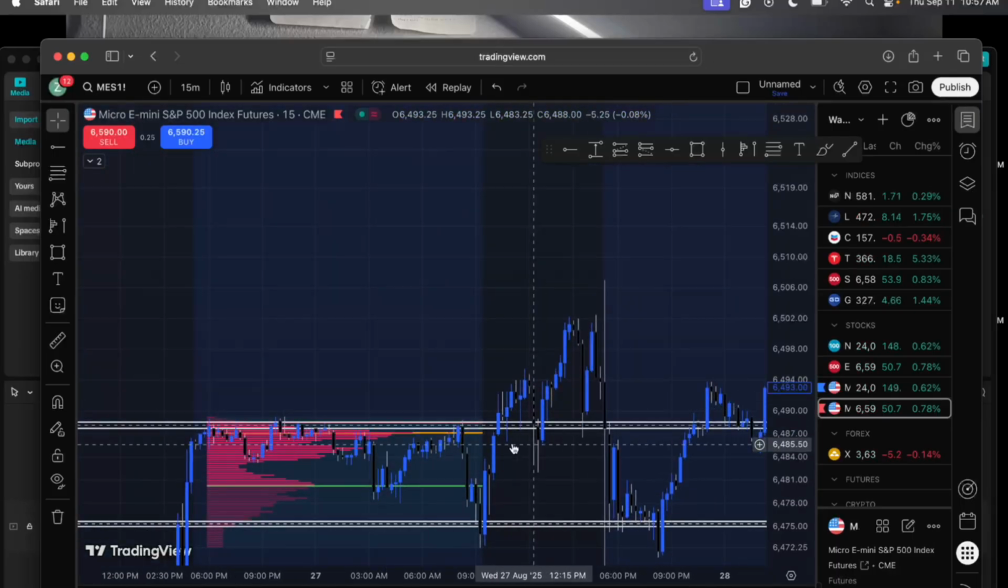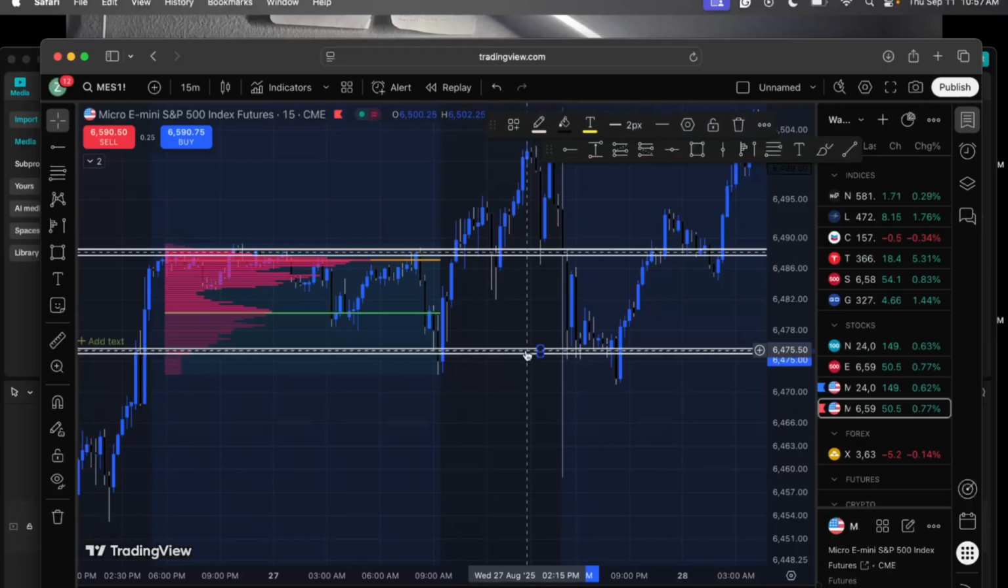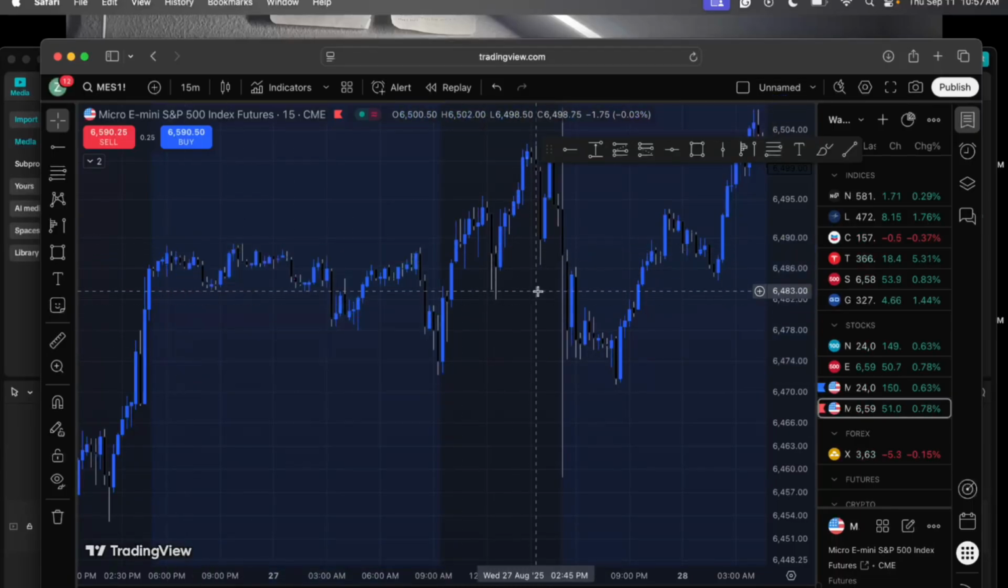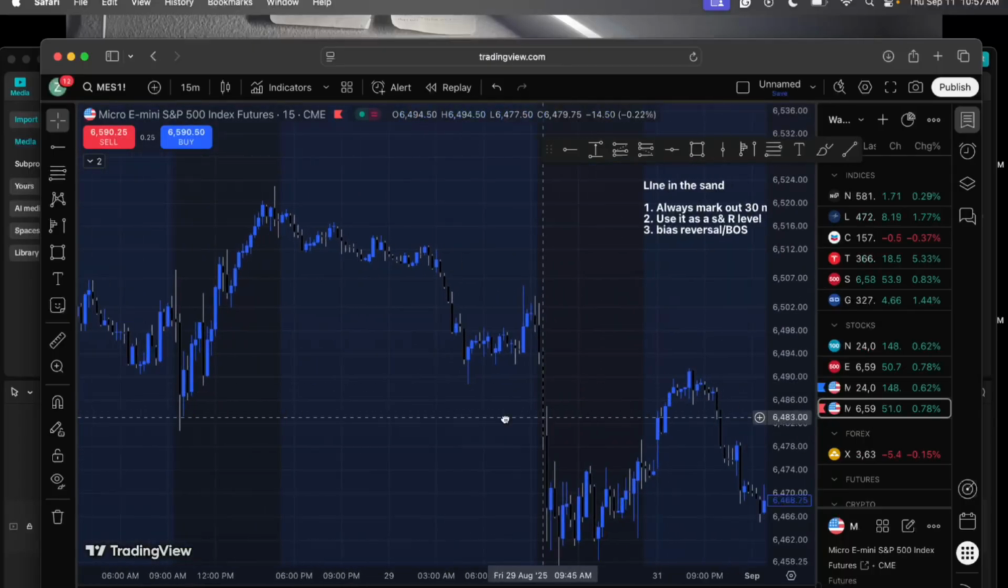Okay, so these extremes of the balances are extremely important levels of support and resistance. And that's basically what auction market theory is and how people trade it. All right.